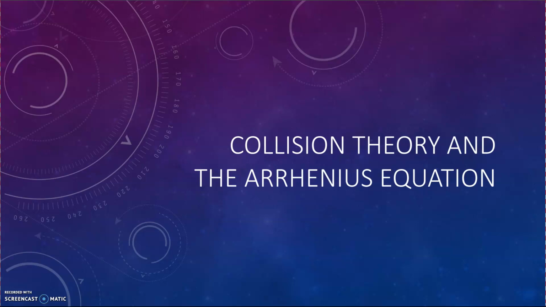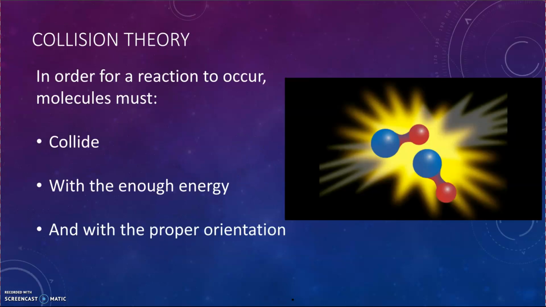and kind of the current way we think reactions occur. What collision theory says is really straightforward and simple. It says that in order for a reaction to occur, molecules must collide. It's very simple. But when we look at the frequency of collisions, we notice that a lot of the collisions don't lead to reactions.